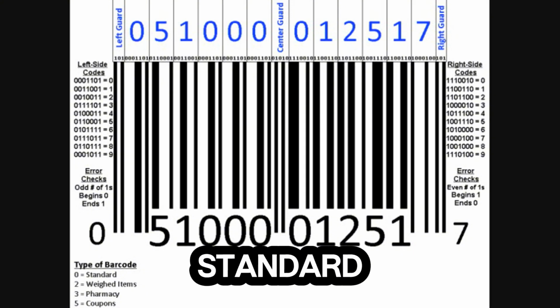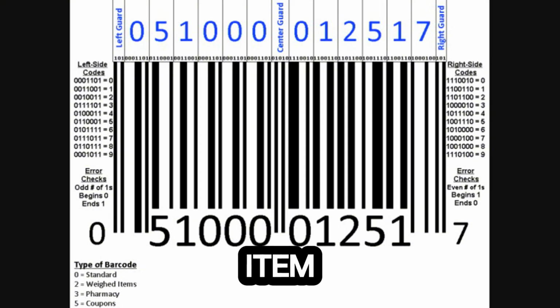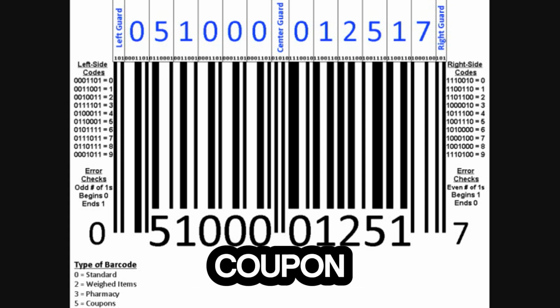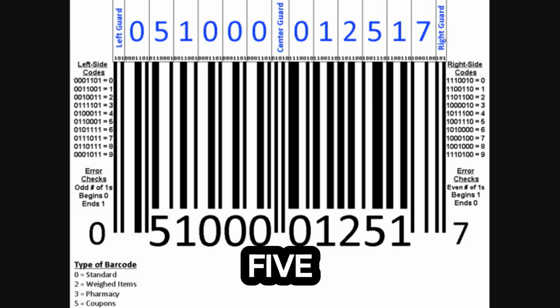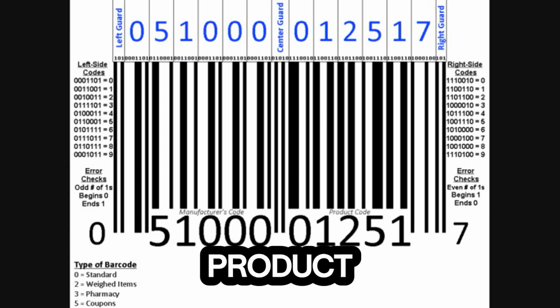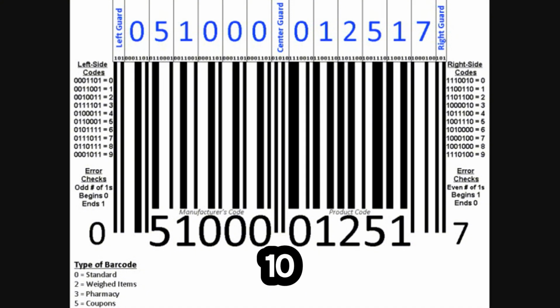A 0 is a standard barcode, a 2 is a weight item like fruit or meat, a 3 is a pharmacy item, and a 5 is a coupon. The next set of 5 numbers tells us who the manufacturer of the product is. In this case, it's the Campbell's Soup Company. The second set of 5 digits tells us the product code, which in this case is a 10 3/4 ounce can of chicken noodle soup.